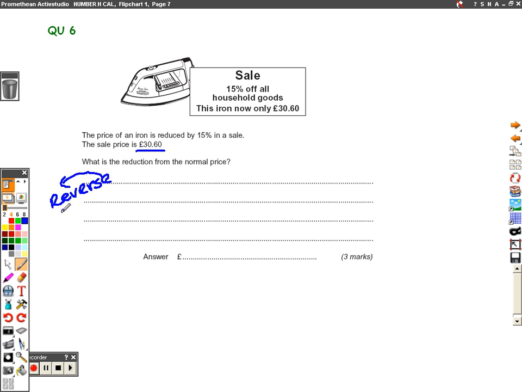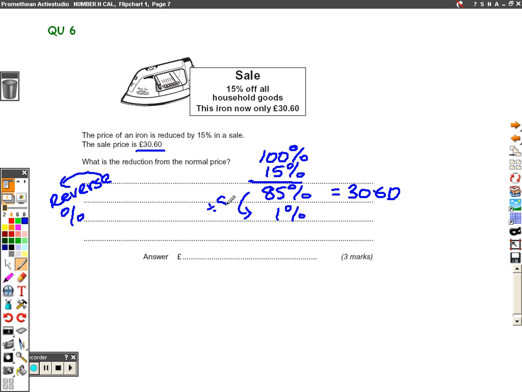It's important to look out for the wording of the question. So, originally the iron would have been 100%. You're subtracting off 15%, which means you're paying 85%. So 85% is £30.60. Take it back to 1% by dividing by 85. So do the same with the other side. That gives you an answer of 0.36.